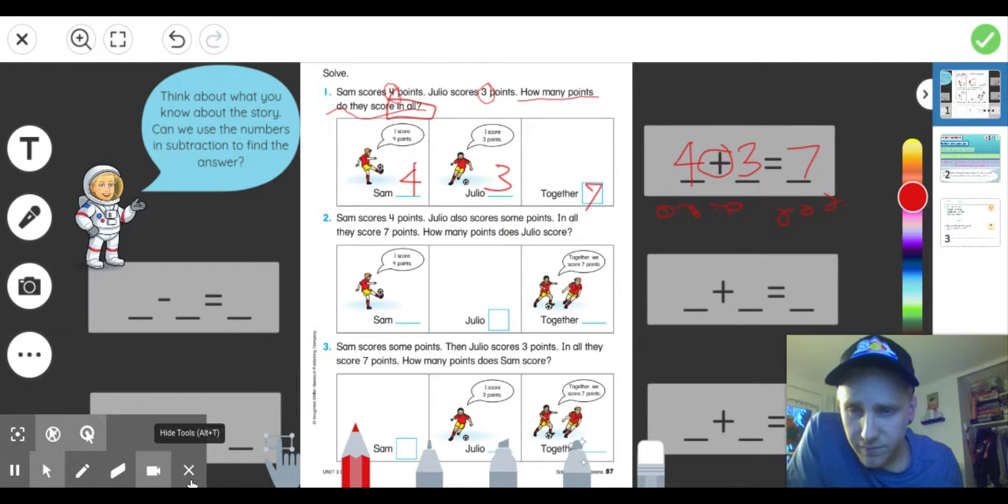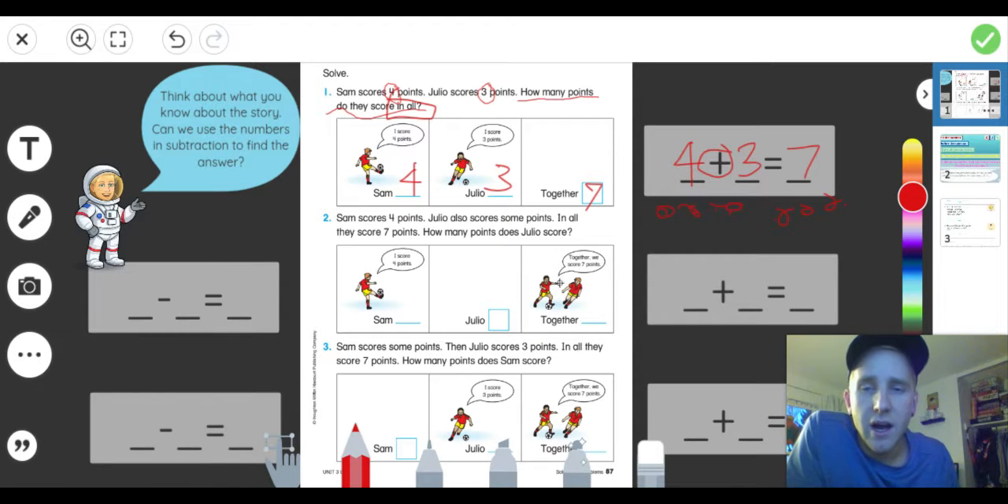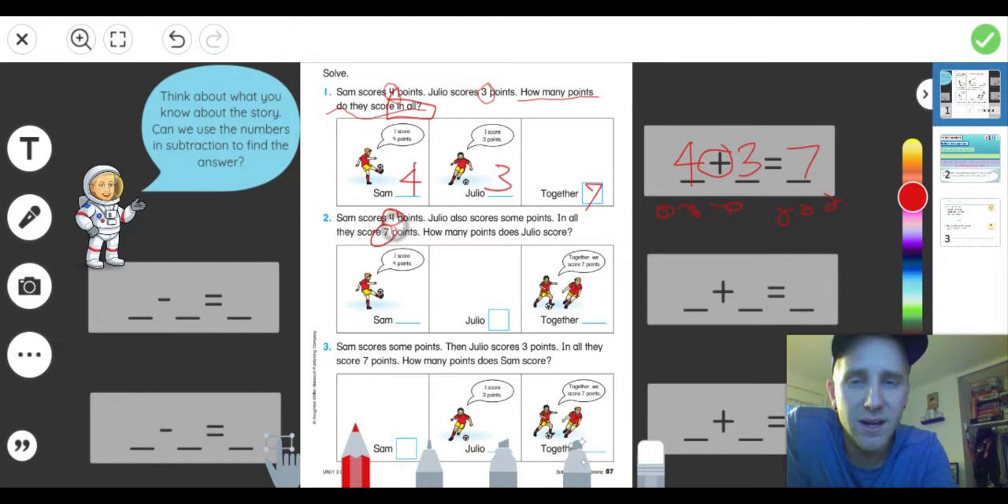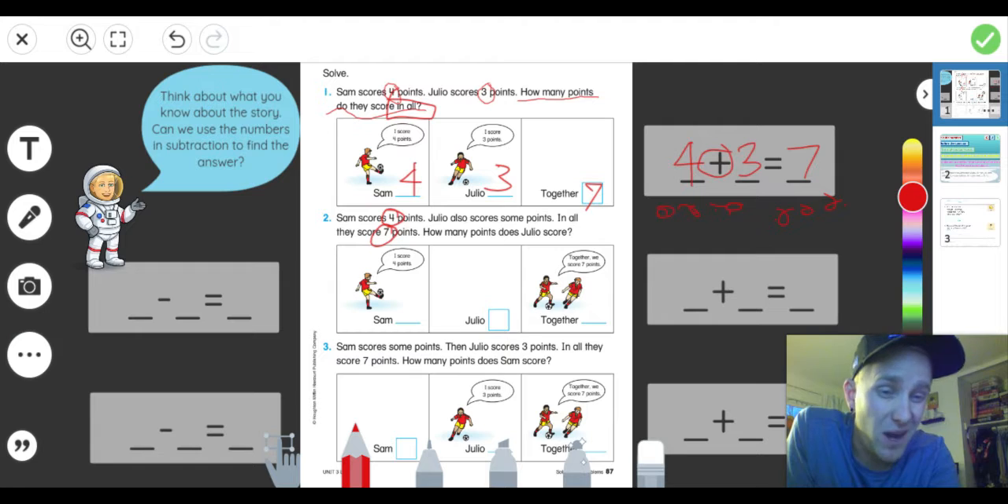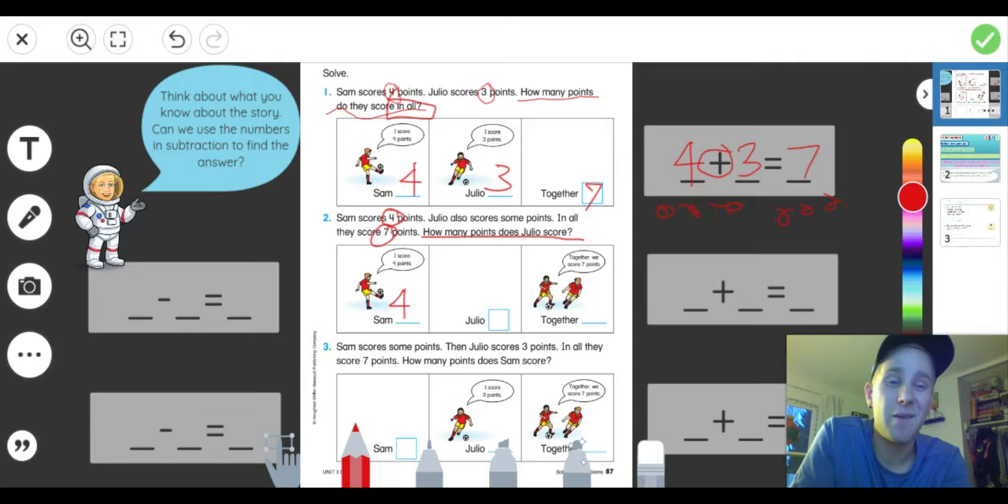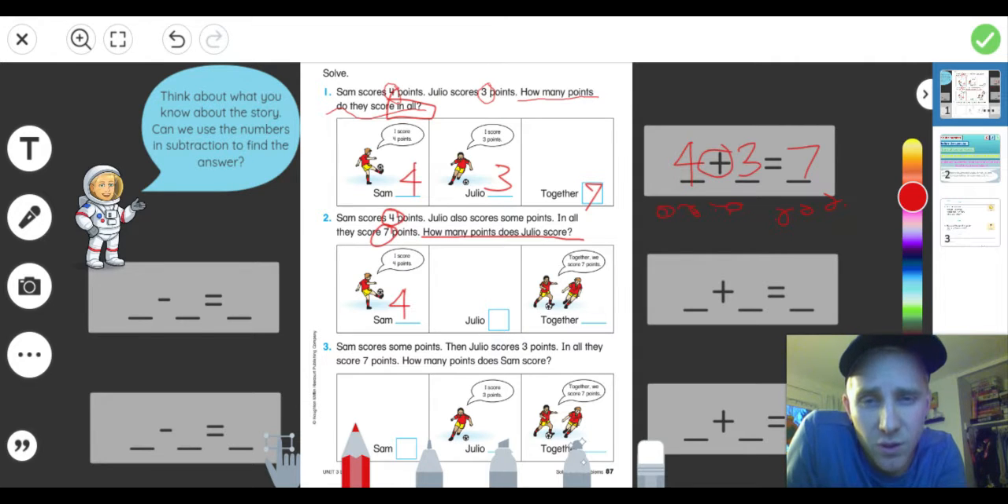Okay, so let's look over here and read our second one. Sam scores 4 points. I'm going to circle the numbers here, 4, and then I see a 7 here. I'm also going to keep track of it and write them down as I see it and see that Sam scored 4 points. I see a question mark, so I'm going to underline my question going backwards. How many points does Julio score? So that's what I'm trying to find, is how many Julio scored. Sam scores 4 points. Julio also scores some points. In all, math action words, they score 7 points.